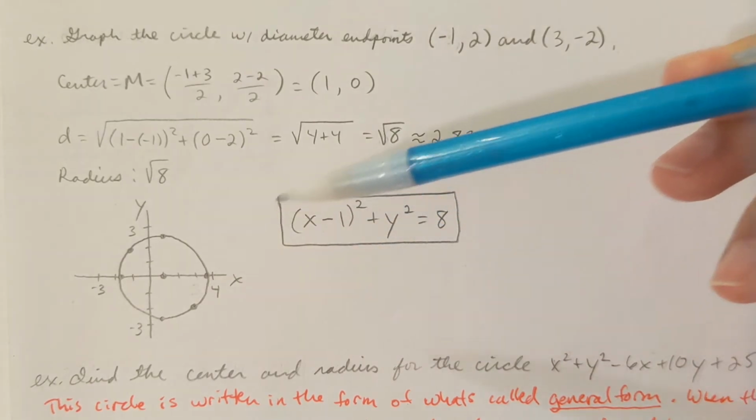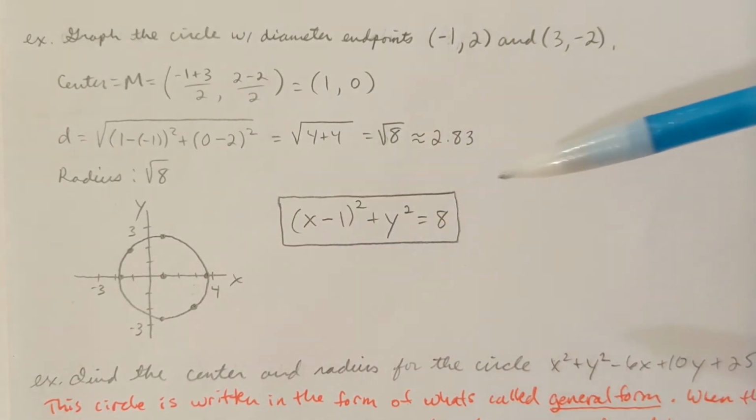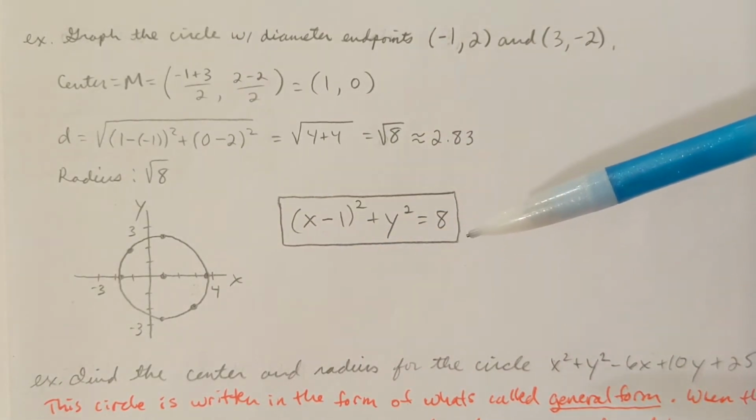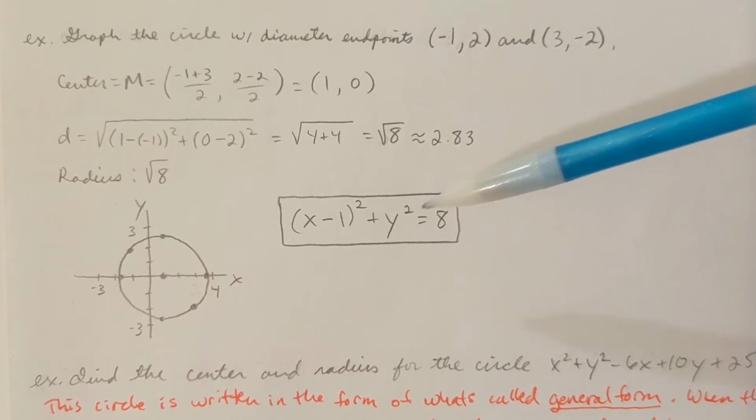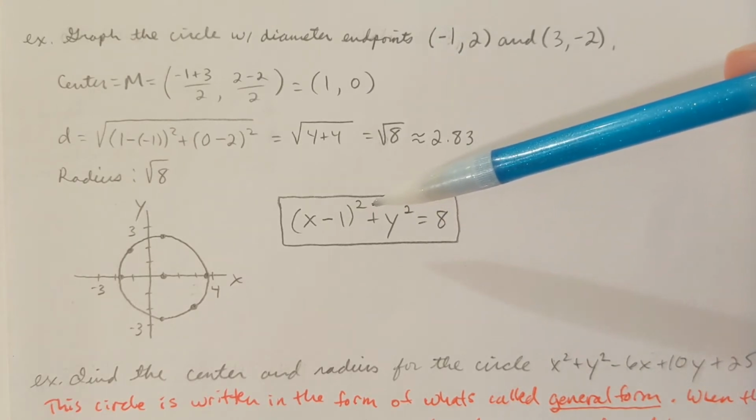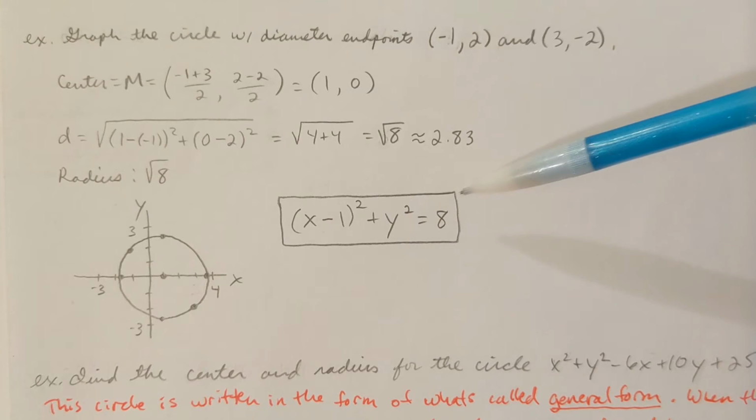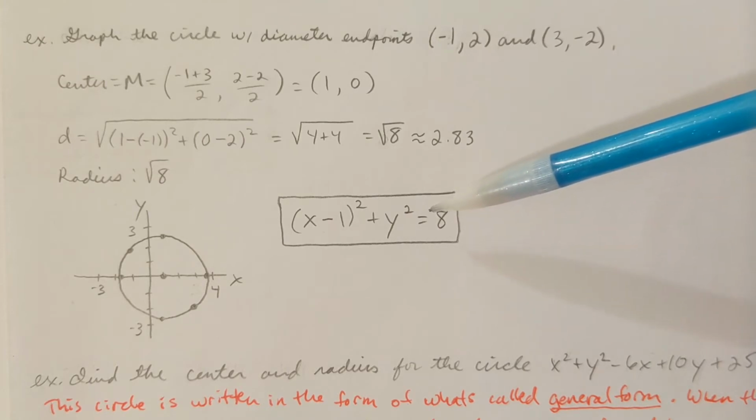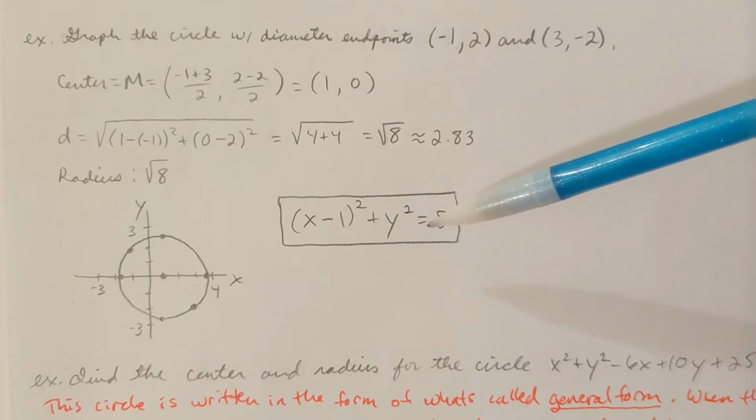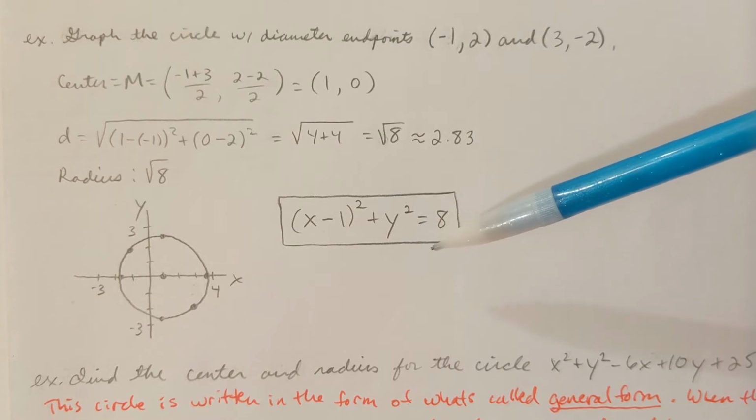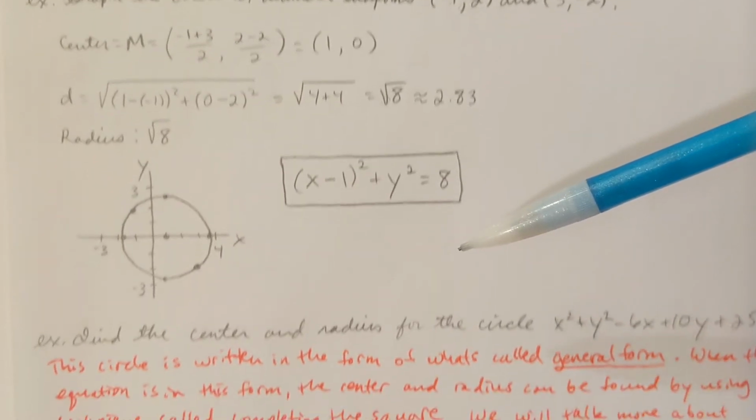So I've got the circle drawn. They're not asking for the standard form of the circle, but I can still provide that. (x - 1) squared plus y squared is equal to 8 would be the standard form of the equation of the circle. Okay?